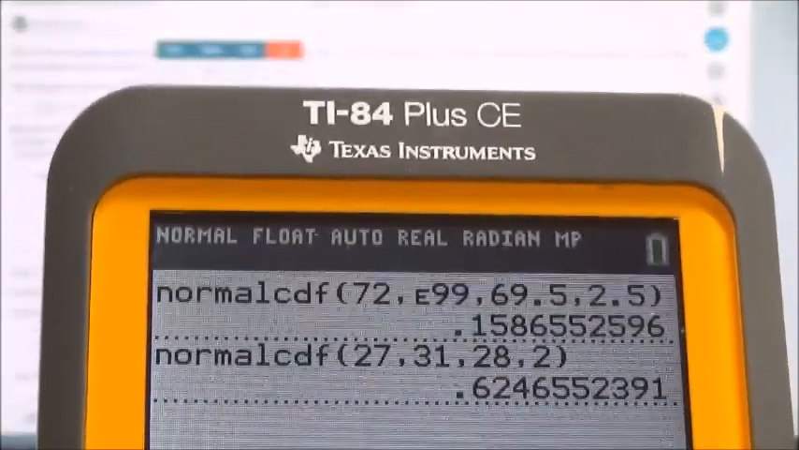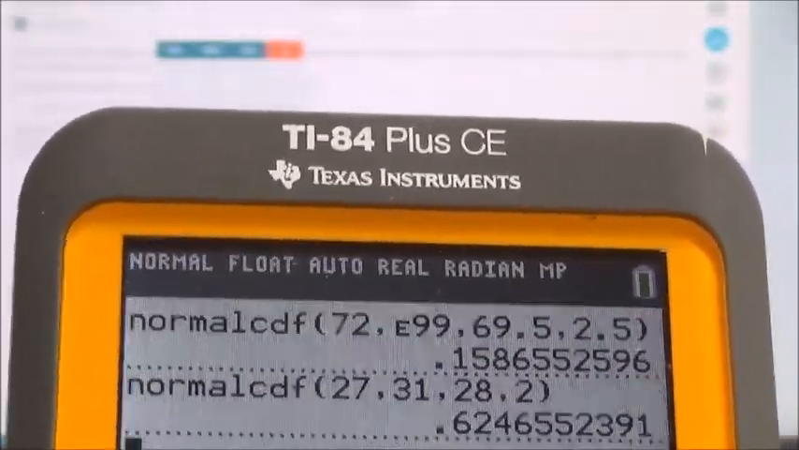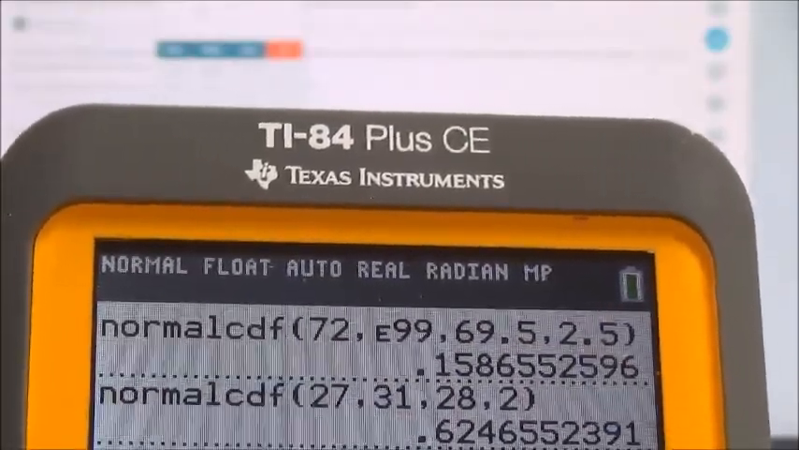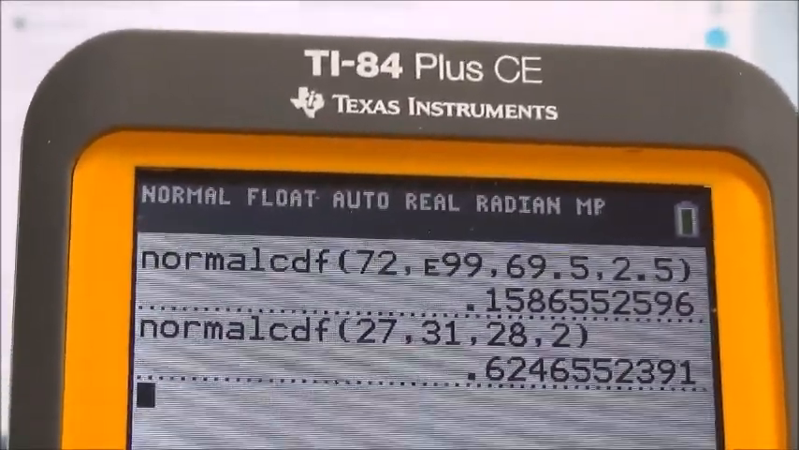On Aleks, most of the time you're either going to go positive infinity or negative infinity. So again, the upper limit is E99 if you're going to positive infinity. The lower limit is negative E99 if you're going to negative infinity.